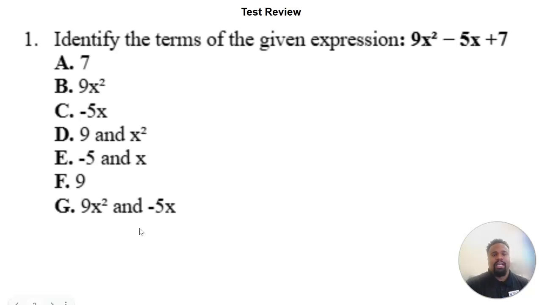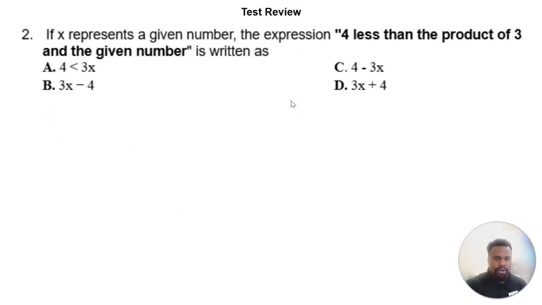So we're looking at this, saying identify the terms of this expression: 9x squared minus 5x plus 7. First of all, a term is separated by your operator, by your addition or subtraction sign. So we have 9x squared, that's a term, minus separates it from 5x, that's a term, plus separates it from 7. So you have three terms here: 9x squared, negative 5x, and 7. So your answer to this question would be A, B, and C.